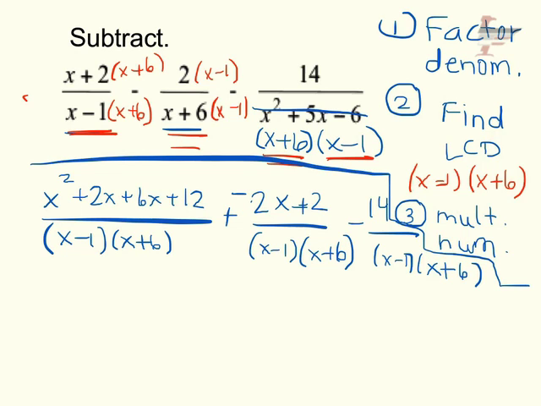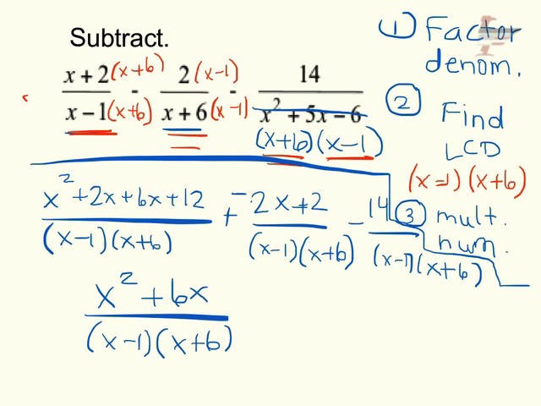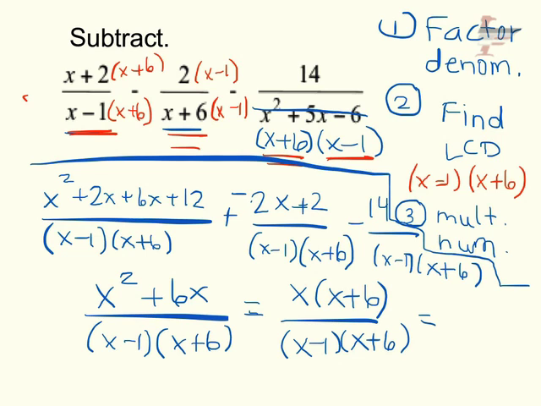So I only have the 1x squared, and then I have 2 plus 6, which is 8. 8 minus 2 is 6, so I have a 6x. And then I have 12 plus 2, which is 14, and then minus 14, which is nothing. And that will be over x minus 1 and x plus 6. This one's a little bit tricky because now in your numerator, and this doesn't happen real often, you can factor out an x. And then notice that your x plus 6's actually reduce, and you're left with x over x minus 1.